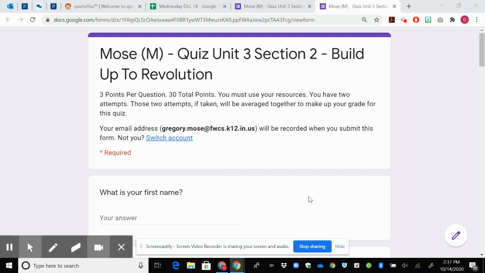I'm going to be reading the quiz over Unit 3, Section 2, over the build-up to the Revolutionary War. For this quiz, there is 3 points per question for a total of 30 points. You must use your resources. You have 2 attempts, and those 2 attempts, if taken, will be averaged together to make up your grade for this quiz, or I'll just give you your best score.